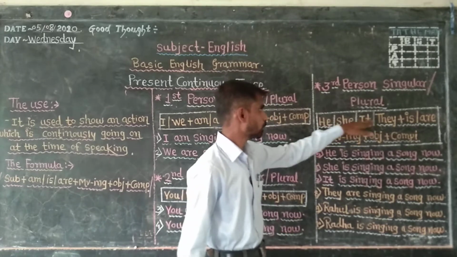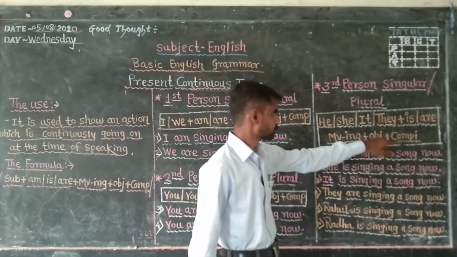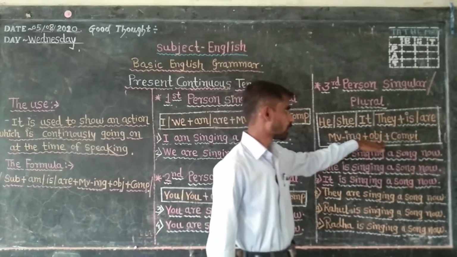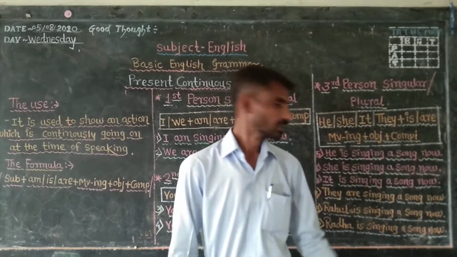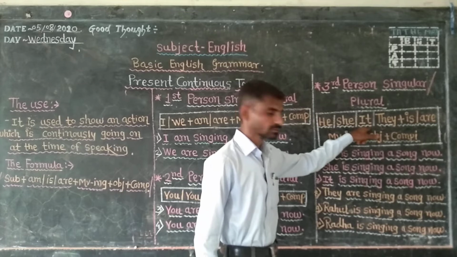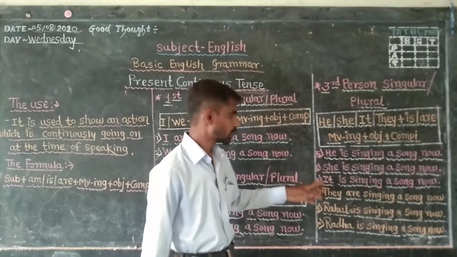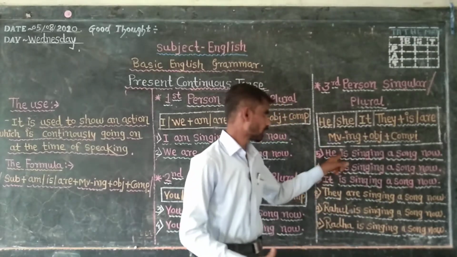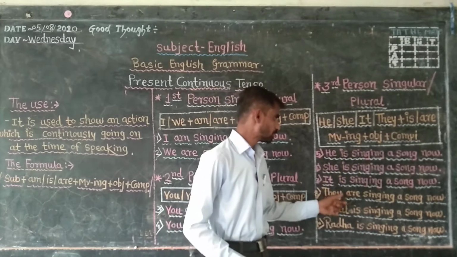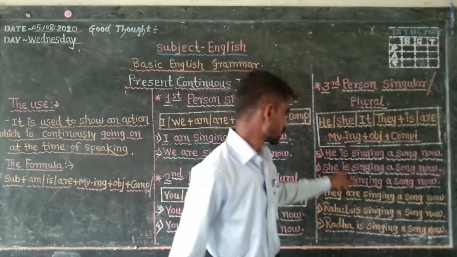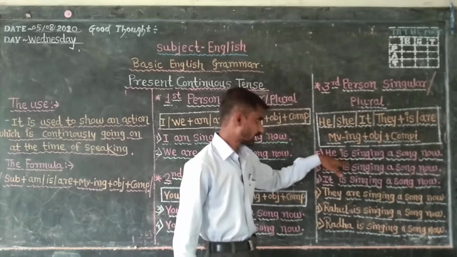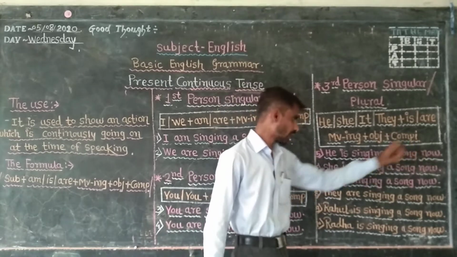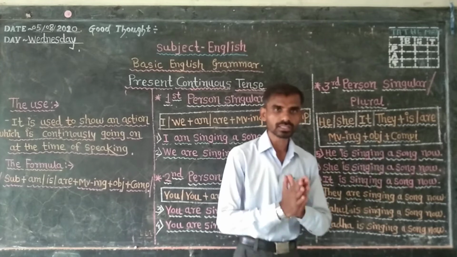He, she, it or they plus is or are, main verb ing, plus object plus complement. He, she, it: third person singular. In front of these third person singular subjects we have to use is. The common helping word for the third person singular is is, and therefore the examples are: he is singing a song now, she is singing a song now and it is singing a song now.